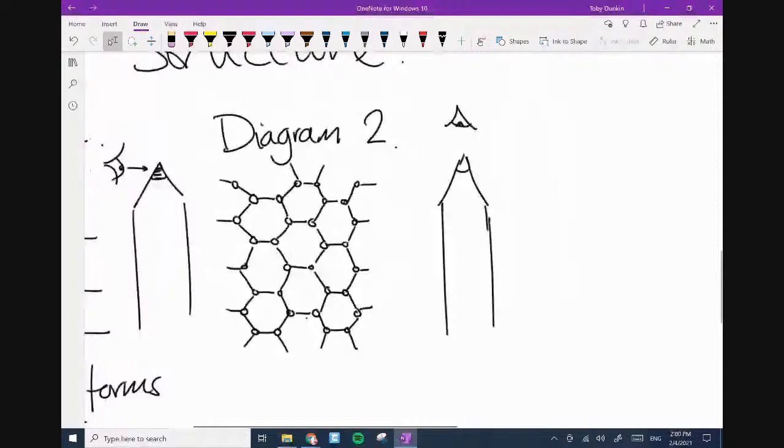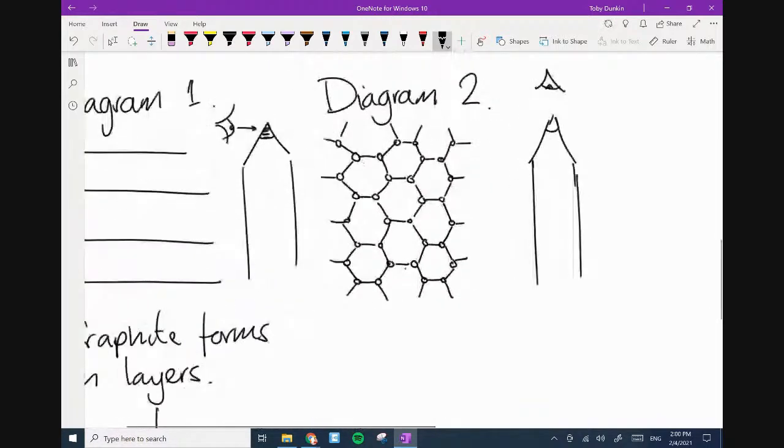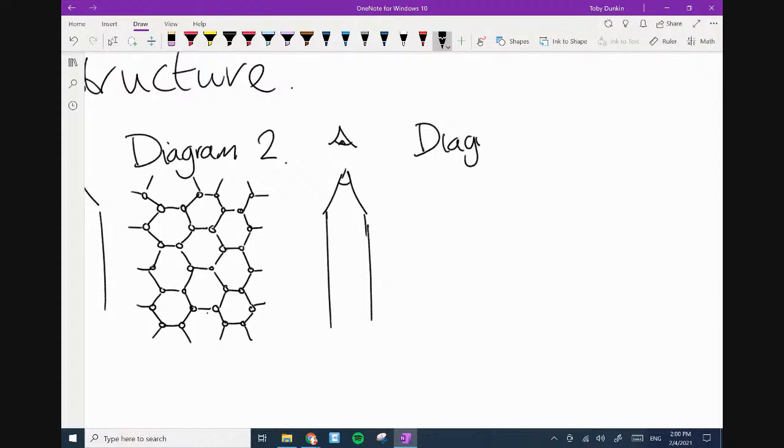So we're looking at the sideways view with the layers, and then we're looking at the above view, on top of the layers, to see the structure. Now, what you realize is that this is very strange. Diagram number 3.